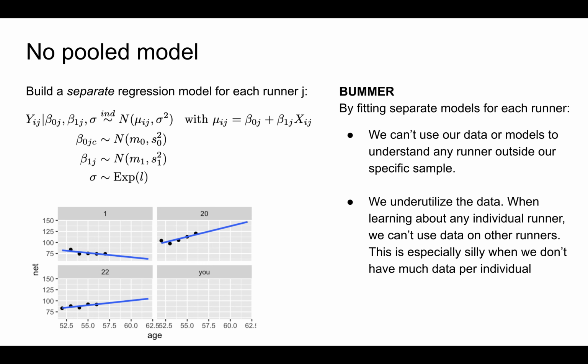Further, this approach underutilizes the data. When learning about any individual, we can't use data on other runners. This is especially silly when we don't have much data per individual. For example, consider runner 1. Laughing in the face of the evidence that most runners slow down over time, their individual model assumes that they'll continue to get faster.